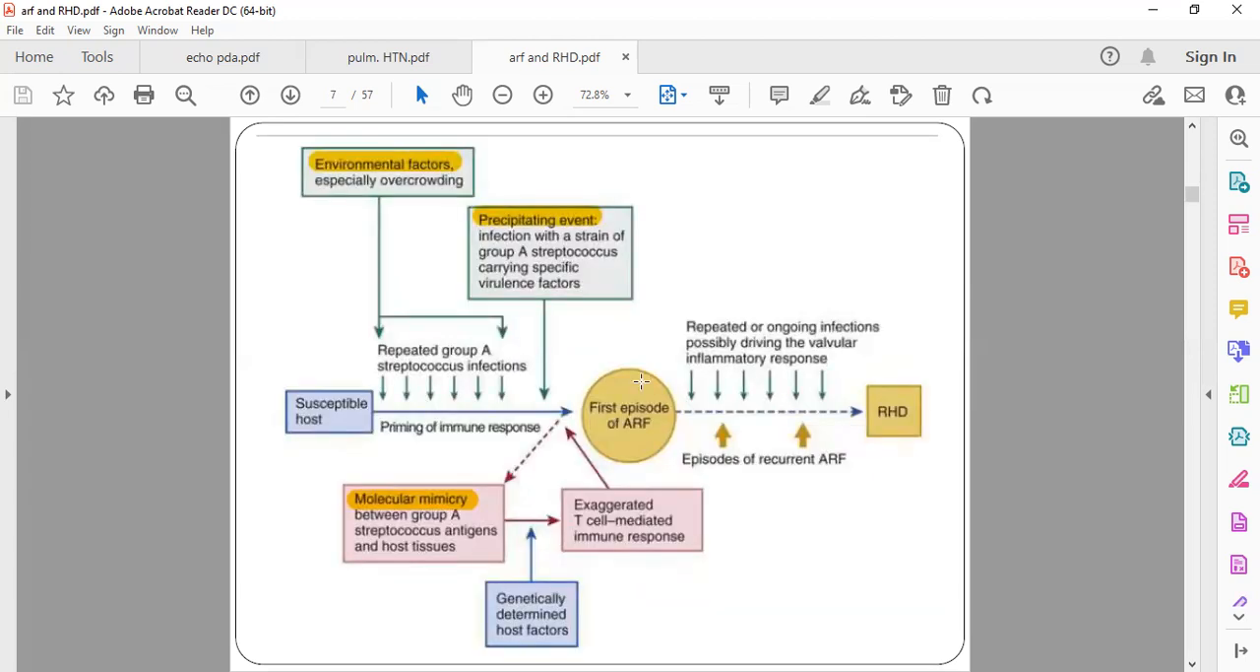What happens in rheumatic fever is that there is a susceptible host, that is, humans who are susceptible. One by one, we'll be discussing the risk factors in detail. The susceptible host gets infected with group A Streptococcus. On repeated infection, first there is initial priming of the immune response. The initial exposure triggers the immunity, and on repeated infection, the immunity becomes hyperreactive and leads to an autoimmune illness, which presents later as rheumatic heart disease.